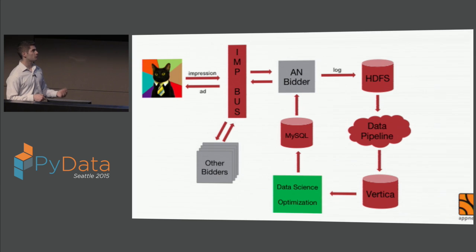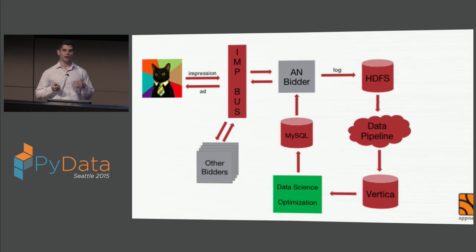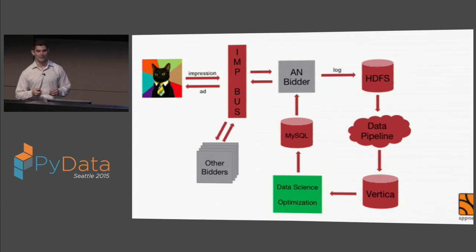So we consume from the Vertica database, do a bunch of different calculations on the aggregated data, for a bunch of different purposes. We'll talk about one purpose today, but we do a ton of computation and store the results of this computation into a MySQL database, where it's then read by the AppNexus bidder to influence future bids. So this is the feedback loop over here.